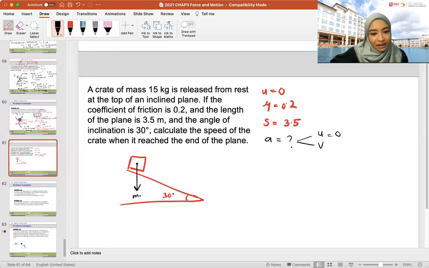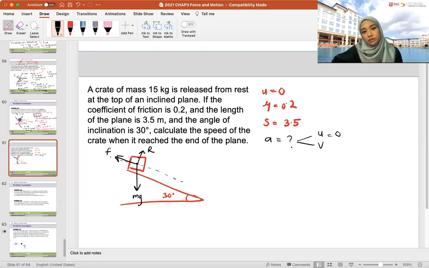Saya tahu, I know I'm asking you to do this, but saya takut korang blur. Kita start dulu. So we have R. Okay, so R is this one. Mg is this way. What is the mg acting here? Okay, and then we have friction. Does it have friction? I forgot friction. Yes, we have friction.